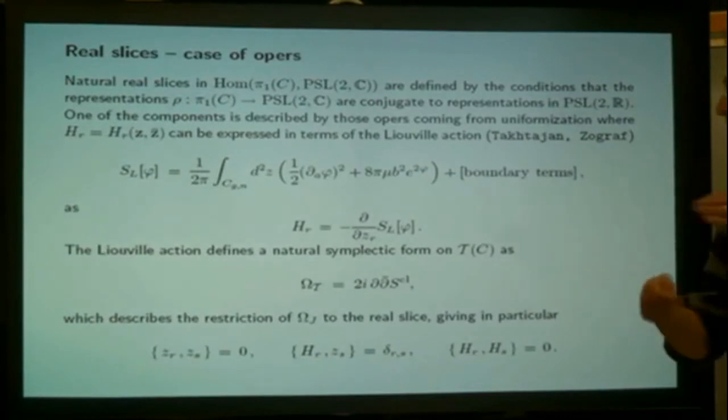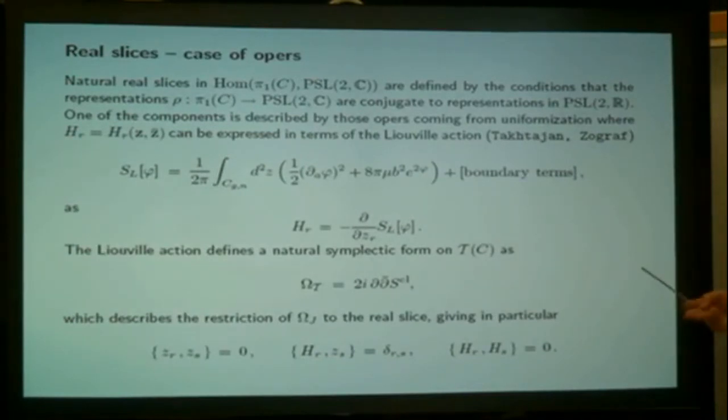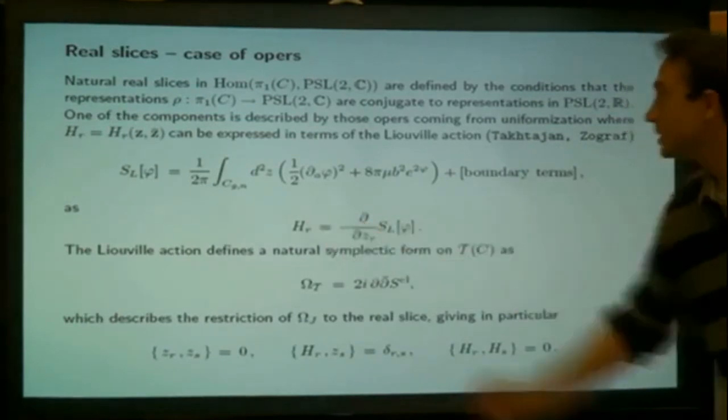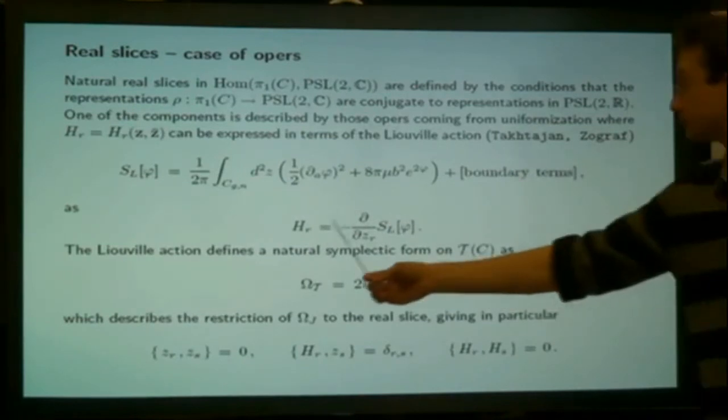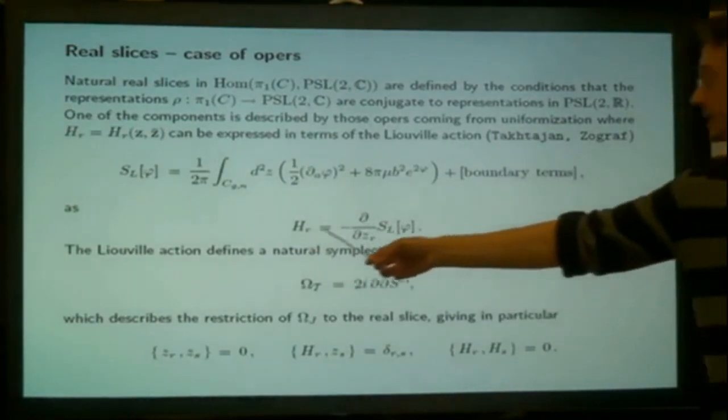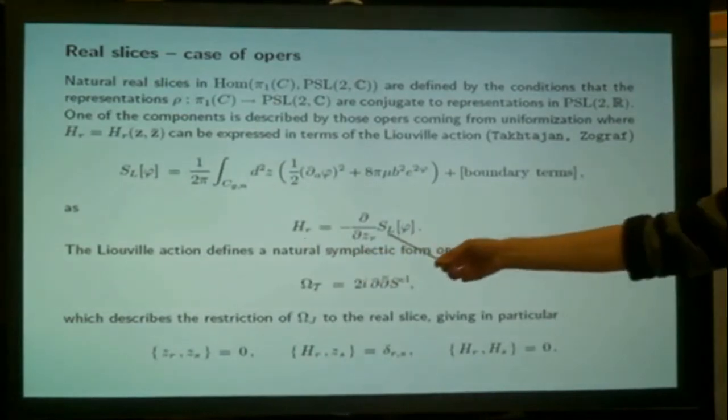So what you can do now, to describe our theory on the real slice, is do what Leon explained to us, and then you can introduce the Liouville action. Well, there's a very intricate story about the boundary terms which Leon worked out. And from this, we can recover the H's by taking derivatives.